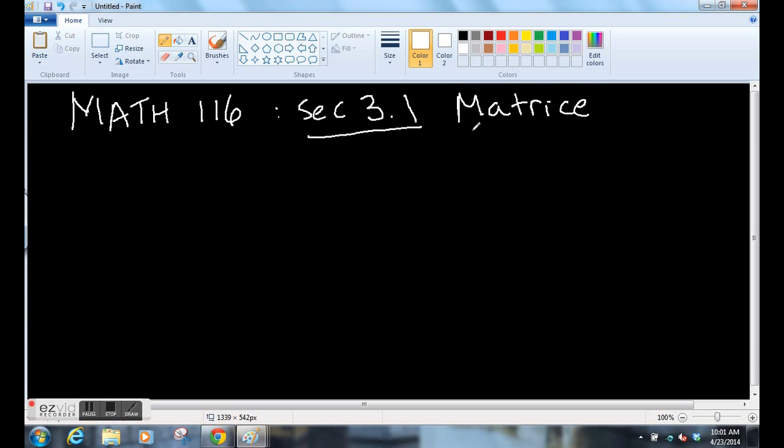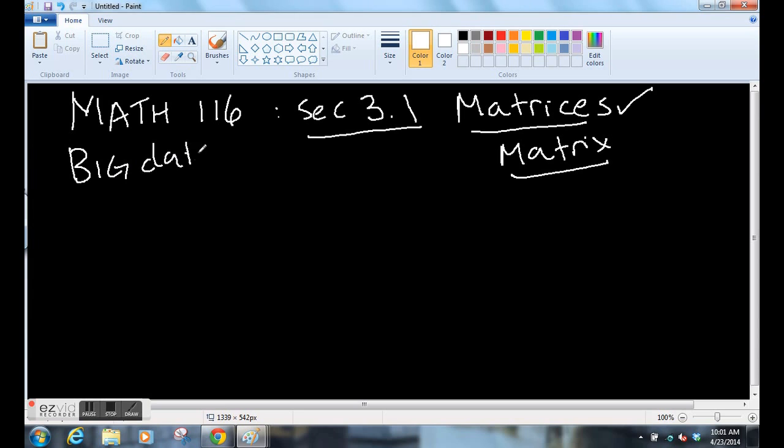Matrices is the plural of a matrix. Matrix is one thing. Matrices are many things. So matrices are a way to organize a bunch of data into these square or rectangular patterns so that we can organize and use big data. And as you all know, big data is very hot and sexy right now. All the books are talking about it.